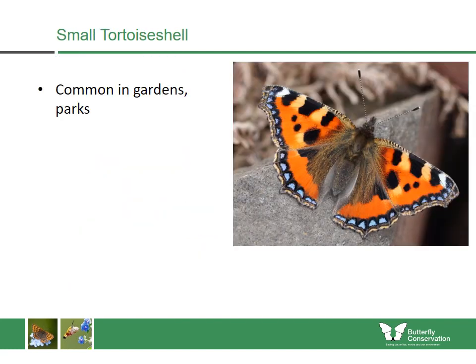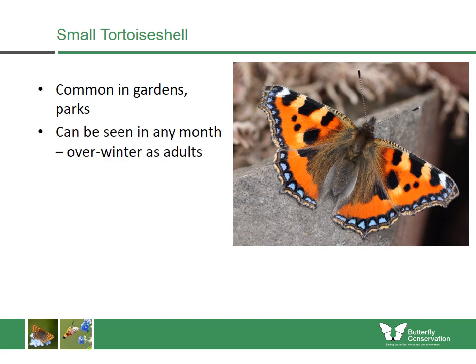So now we're on to the vanessids, and we'll start with the small tortoiseshell. It's one of our most common species in gardens and parks, and it can be seen in any month because they overwinter as adults, and sometimes, on a warm winter day, you can see these emerging from hibernation.